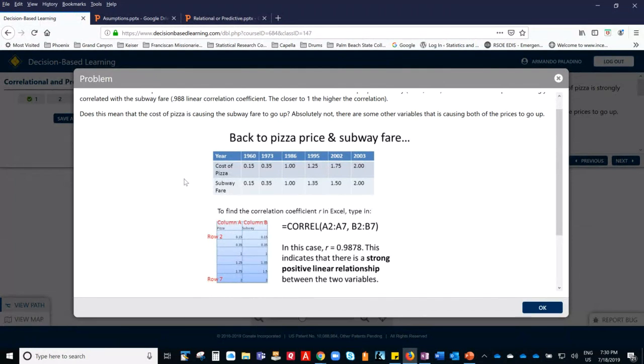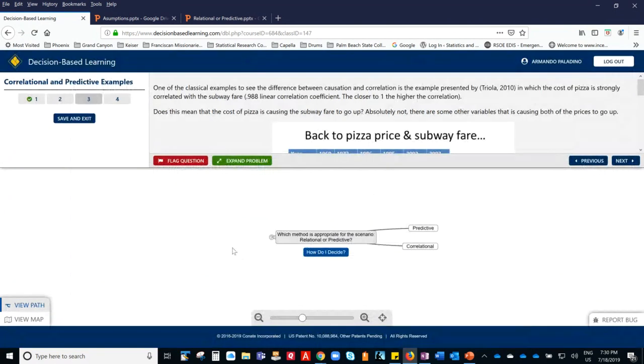So does this mean that the cost of pizza is causing the subway fare to go up? Absolutely not. That's what you need to understand about correlation. Correlation doesn't mean anything about causation. They are correlated, but there may be a bunch of other factors: the cost of living, the gasoline, the rent in New York, whatever. Going back to the question, what method is appropriate for the scenario, correlational or predictive?